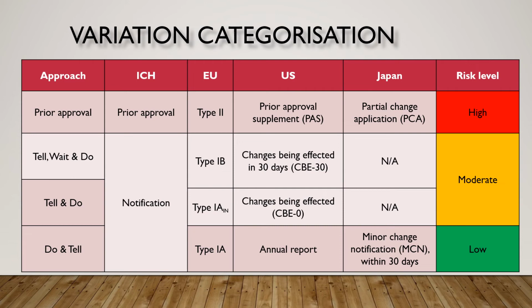Low risk category changes only require notification to the regulatory authority. These changes can be notified after implementation, such as Type 1A or in the annual report. All changes should be categorized by risk approach and appropriately communicated with the regulatory authority.